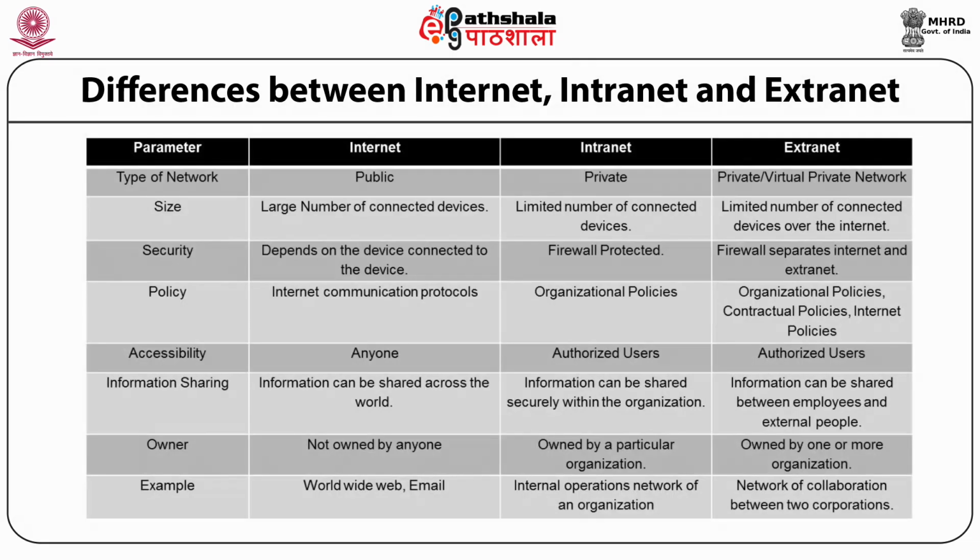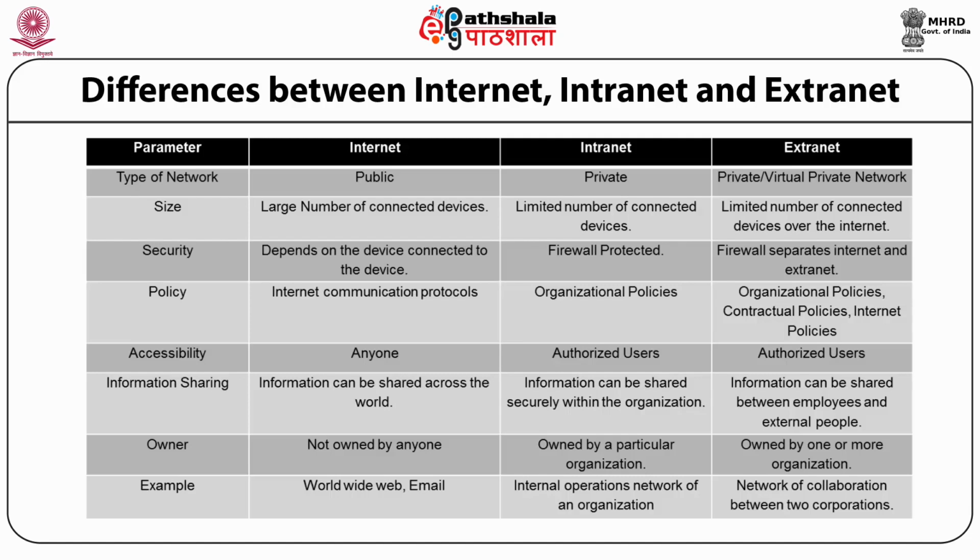Let us now differentiate between intranet, internet, and extranet. The type of network: when we talk about the internet, it is public. Under intranet, it is private. Extranet, it is private, a virtual private network. In the internet, a large number of connected devices are there. When we talk about the size, in the case of intranet, there is a limited number of connected devices, whereas extranet has a limited number of connected devices over the internet.